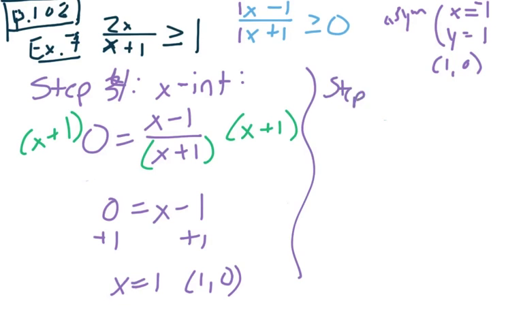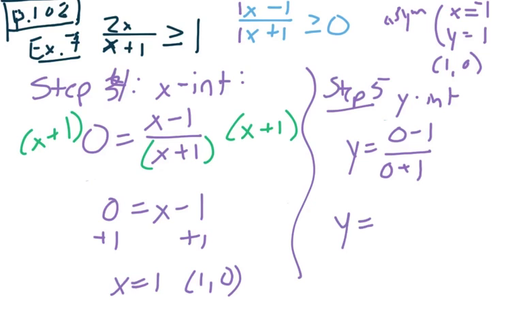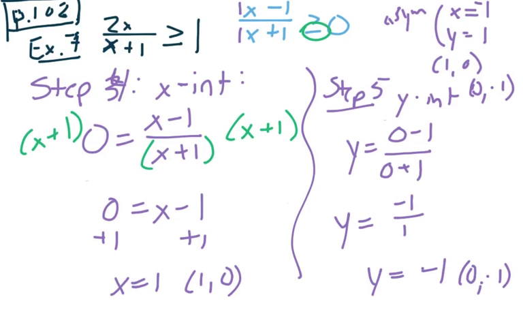Step 5 is the y-intercept. So we'll say y is equal to 0 minus 1 over 0 plus 1. That's negative 1 over positive 1, which gives us negative 1. And that's the point 0, negative 1. So now we're ready to graph. This line underneath tells us we're going to have solid lines when we graph. So let me get to a graphing page. Okay, now we're ready to graph.